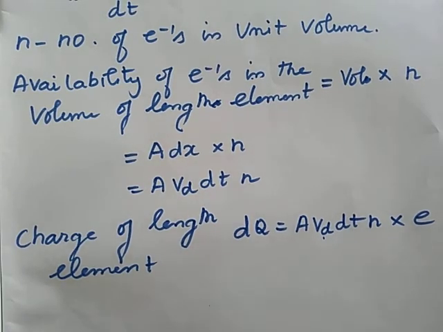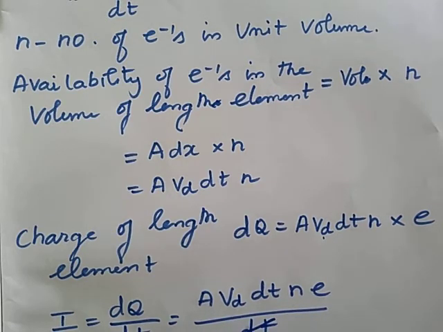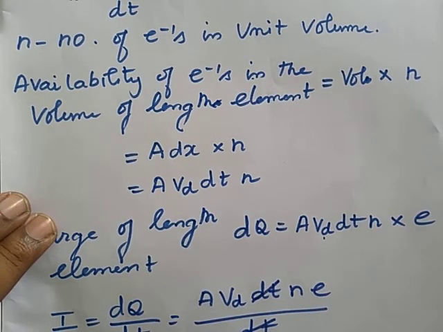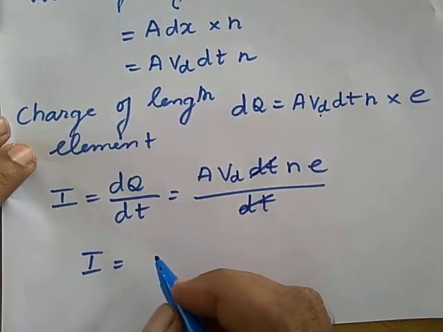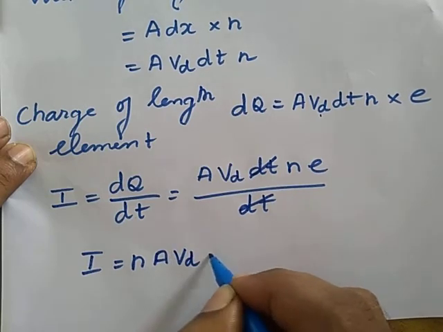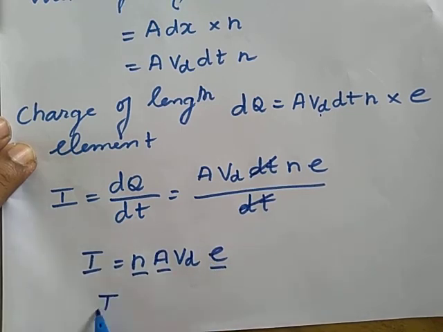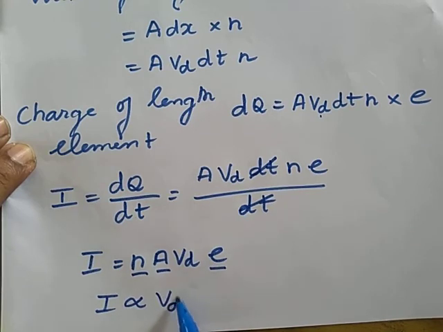To find the instantaneous current, how to write instantaneous current? I is equal to dq by dt. dq can be written as A Vd dt n e by dt. dt is going to cancel, then I is equal to n A Vd e. Here n, A, e are constant. The current is directly proportional to drift velocity.